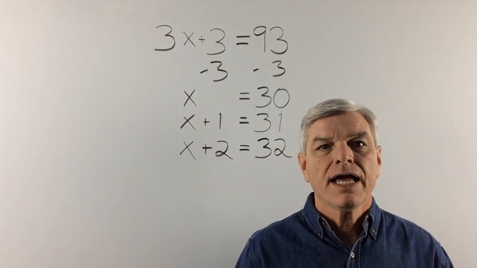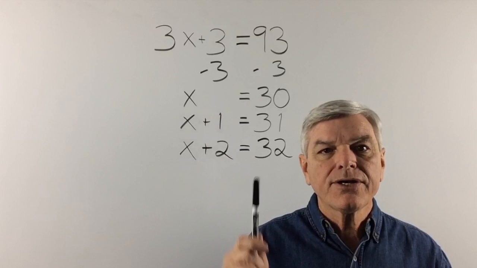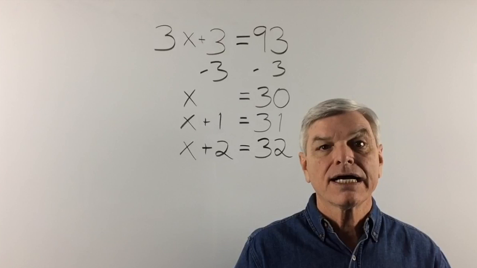And those are our three integers. As you can see, the three integers are counting numbers. That is, they're right in a row, 30, 31, 32. So those numbers are consecutive, and that is our answer. The answer to this question is the integers are 30, 31, and 32.